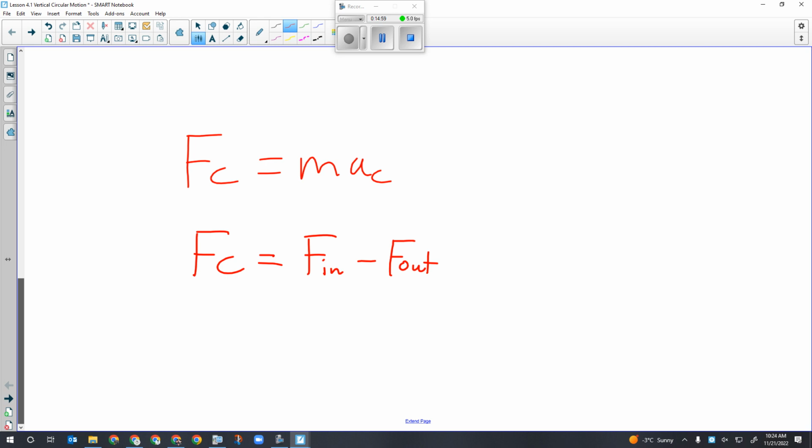If I subtract the forces acting out from the forces acting in, whatever's left is my centripetal force, my net force acting back towards the center of the circle. Okay? The only forces we're going to be dealing with here are gravity and normal force, or gravity and tension. Those are the only situations we're going to have.